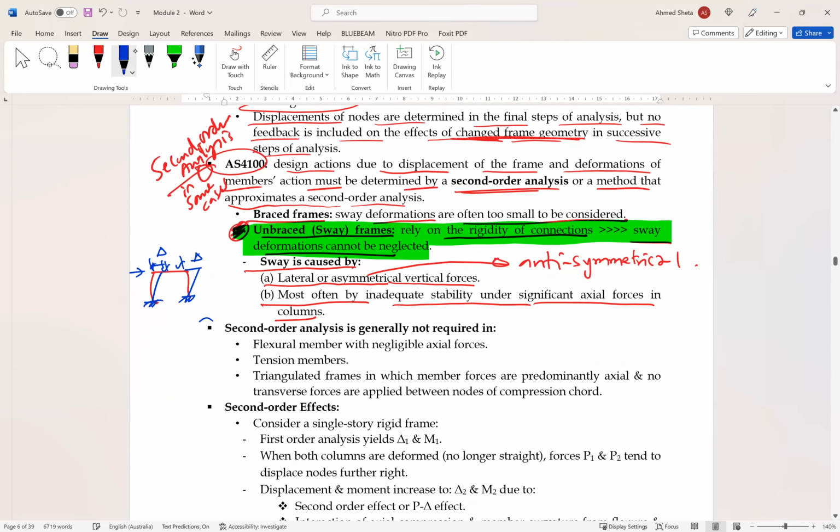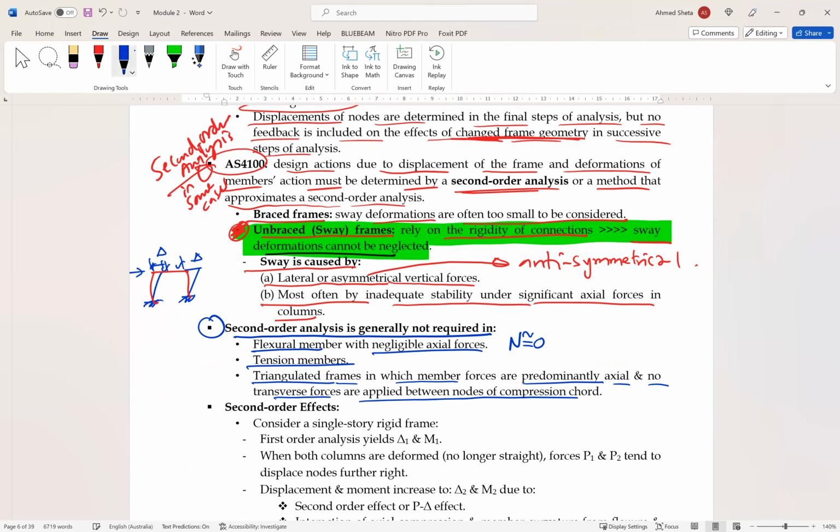Second order analysis is generally not required in flexural members with negligible axial force. So if the normal force is equal to 0, there is no second order effect. Also in tension members and triangulated frames in which member forces are predominantly axial and no transverse forces are applied between nodes, the second order effects are negligible.